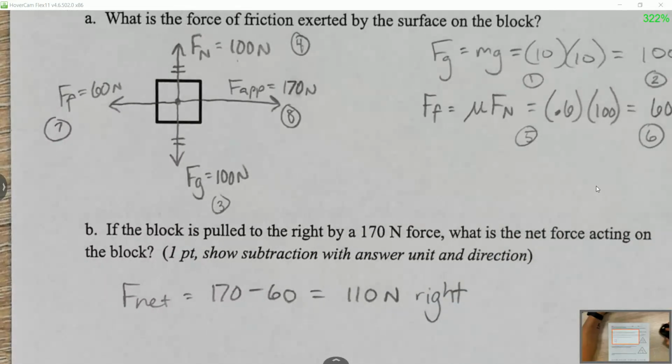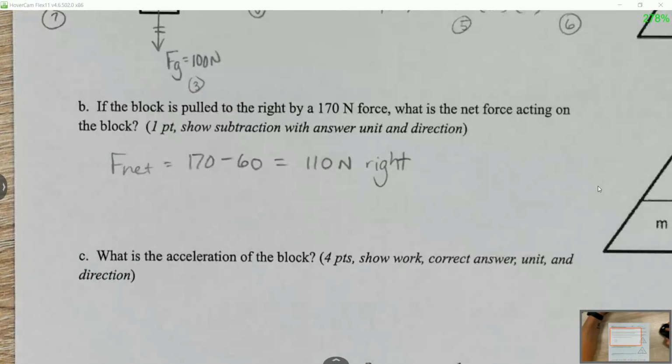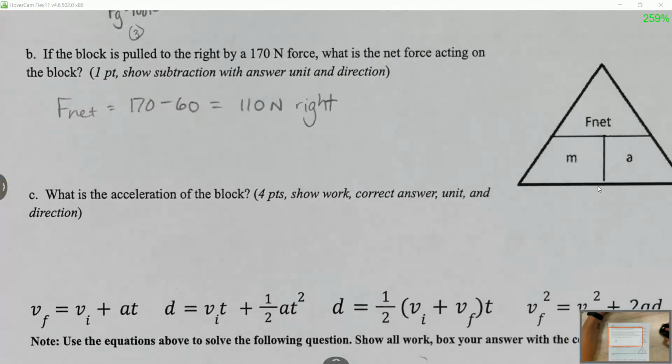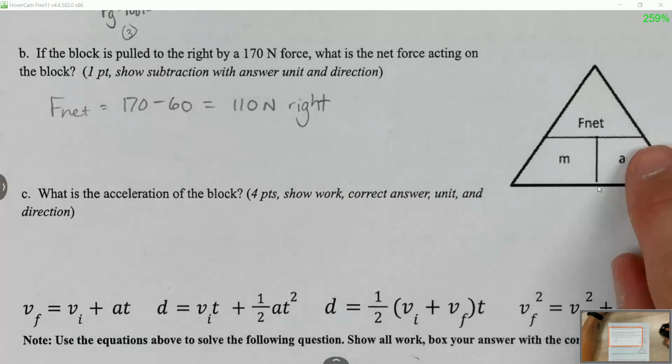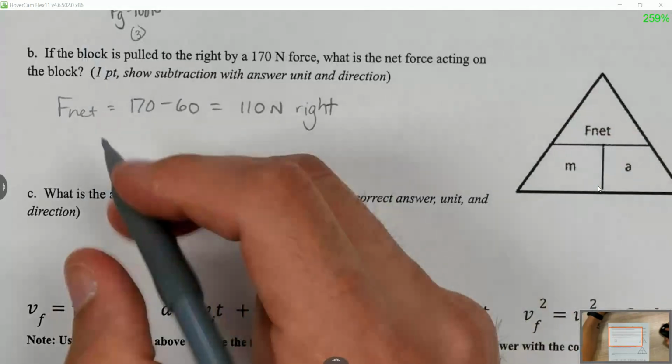That is another big concept. Net force and acceleration are in the same direction as well. So once you've got that, it's going to tell you to solve for acceleration. We cover up A in the triangle, and we're going to do net force divided by the mass.